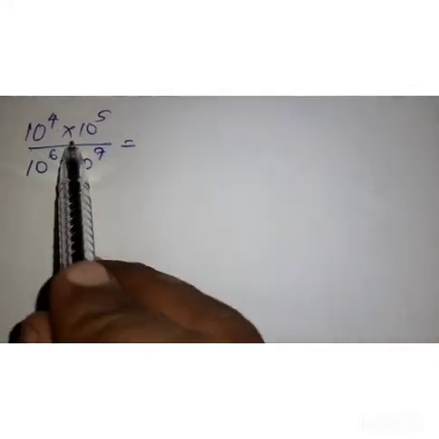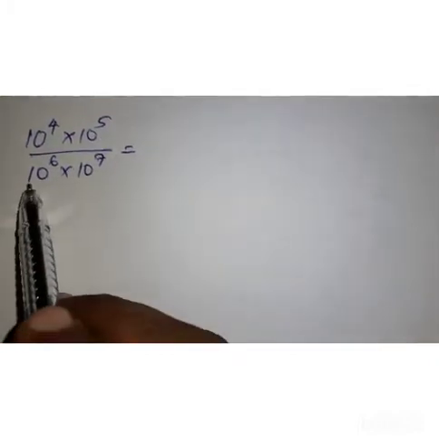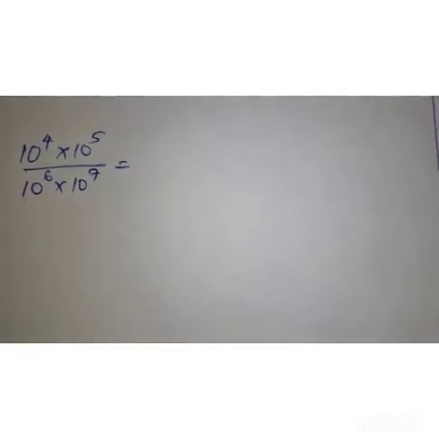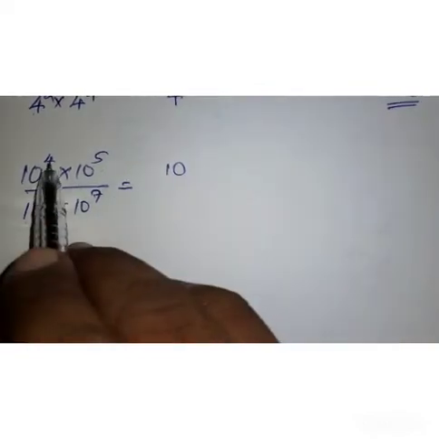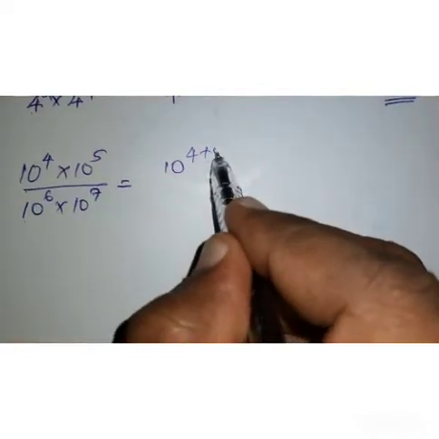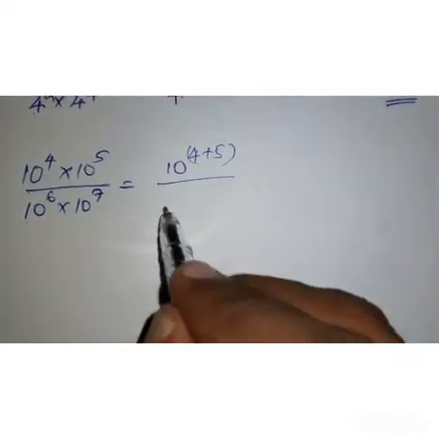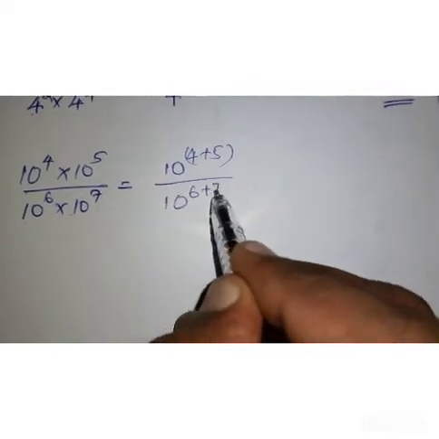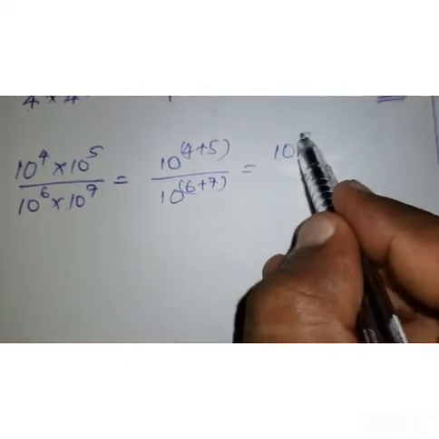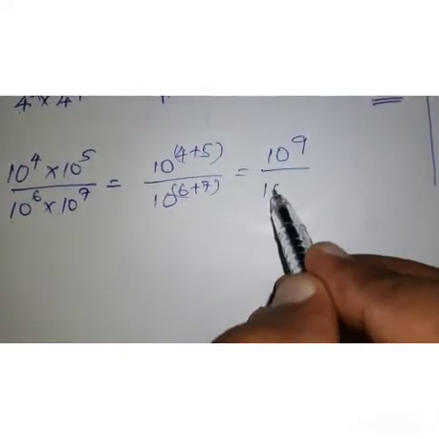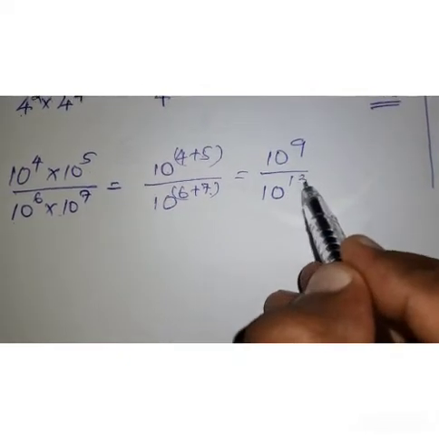10 raised to 4 into 10 raised to 5 divided by 10 raised to 6 into 10 raised to 7. So use the multiplication rule first. 10 raised to 4 plus 5 divided by 10 raised to 6 plus 7. So 10 raised to 4 plus 5 is how much? 10 raised to 9 divided by 10 raised to 6 plus 7 is 13.